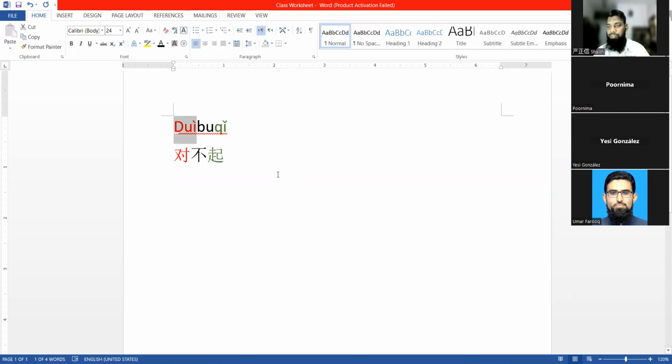So the first syllable is dui. Dui has the fourth tone. So this d in Chinese is not the English d. It gives the sound of a t. So d and ui combine together and it becomes dui. And also since you have the fourth tone, this is the fourth tone. Okay. Fourth tone plus neutral tone, and then you have the third tone. So this is the fourth tone, dui. You can also practice the tone, dui.